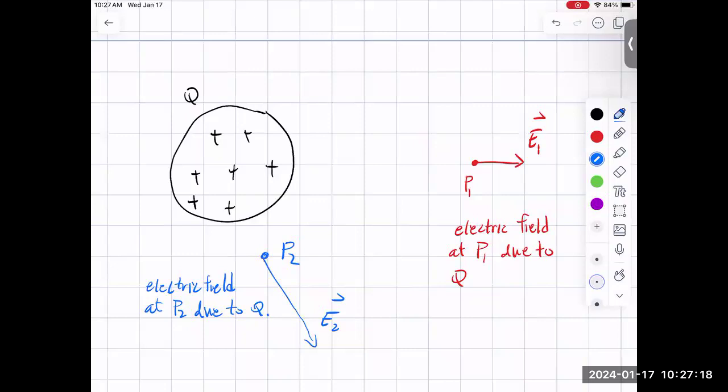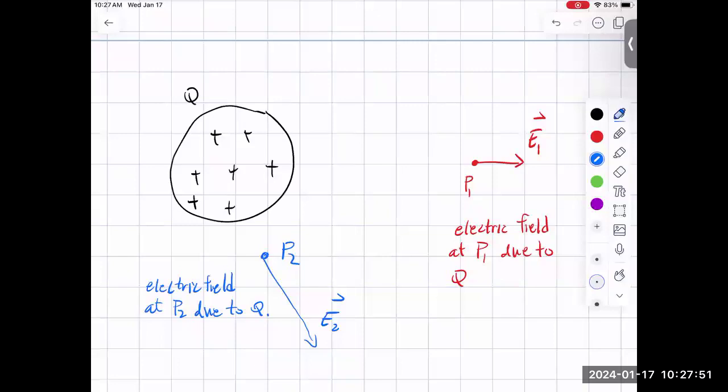First of all, point P1 is farther away from the charge distribution than point P2. So I drew the electric field at 1 as being shorter in length than the electric field at 2. Of course, when charges get closer together, their repulsive or attractive forces grow stronger. And so if the electric field is going to be exerting these forces, they must get stronger as you get closer to the source of charge.